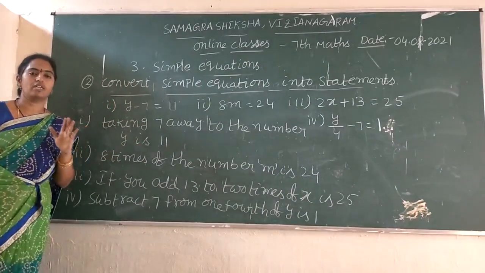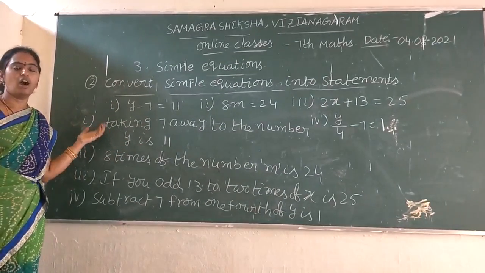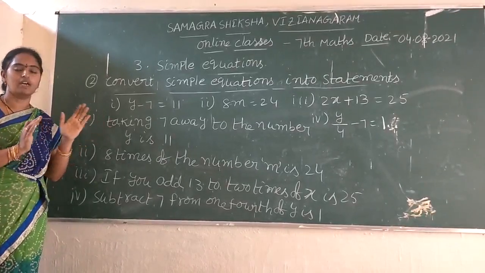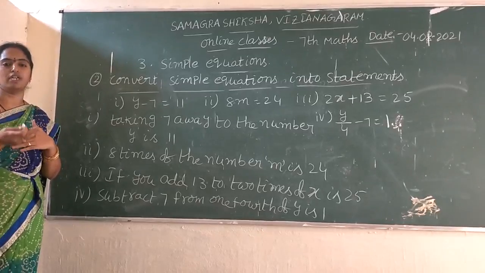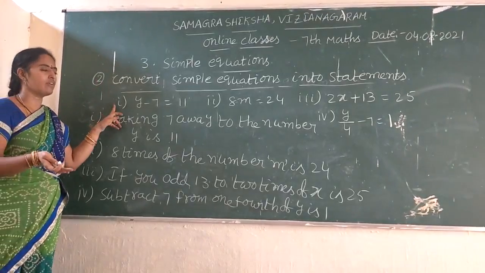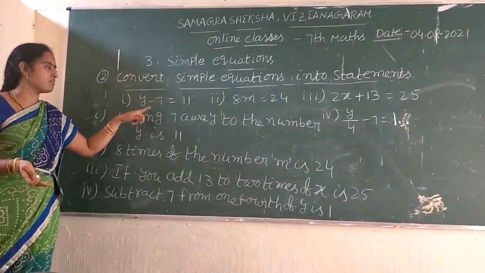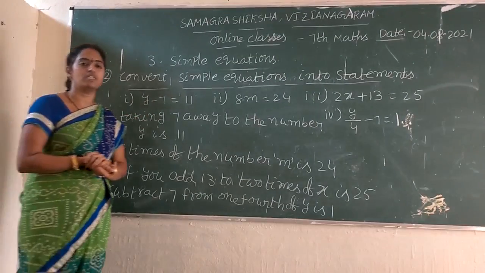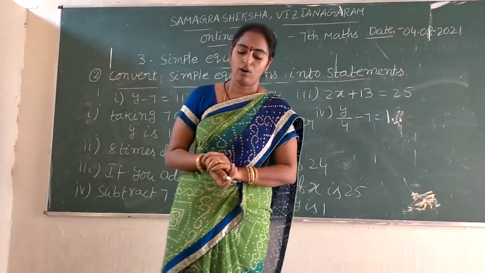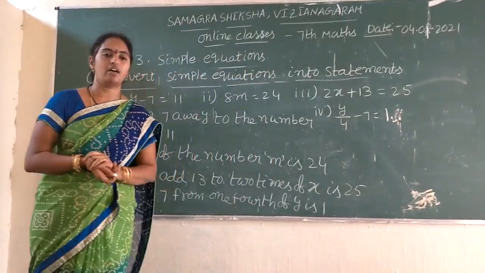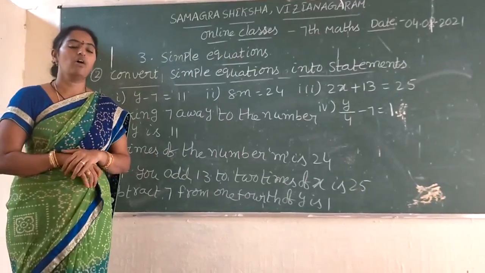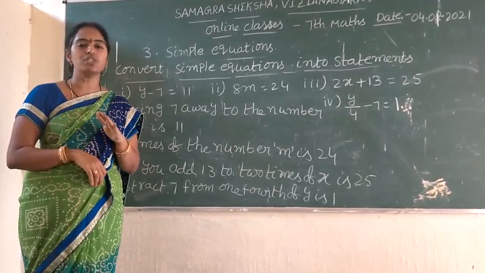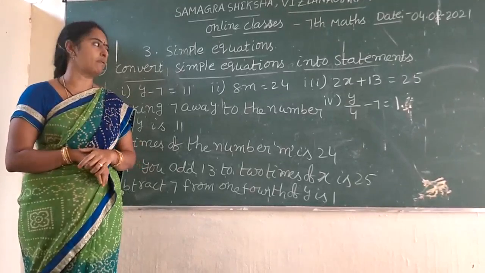So dear children, all of you understand what a simple equation is, how to convert a mathematical statement into a simple equation, and the second one, how to convert a simple equation into a mathematical statement. Dear students, do all of you understand or not? Okay, I think you all understand. Next we have to learn about the solution or root of a simple equation.